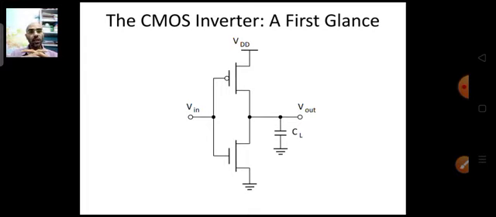We have also seen how an ideal inverter will look and how the VTC of an ideal inverter will look. And when we see the practical case, not the ideal one, then how the VTC changes. Okay, and this VTC will be different for different inverters. So this is what we discussed yesterday.